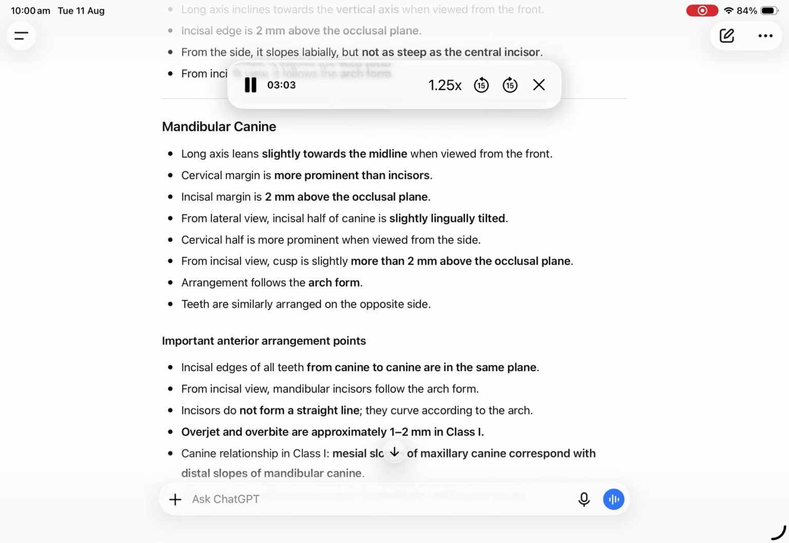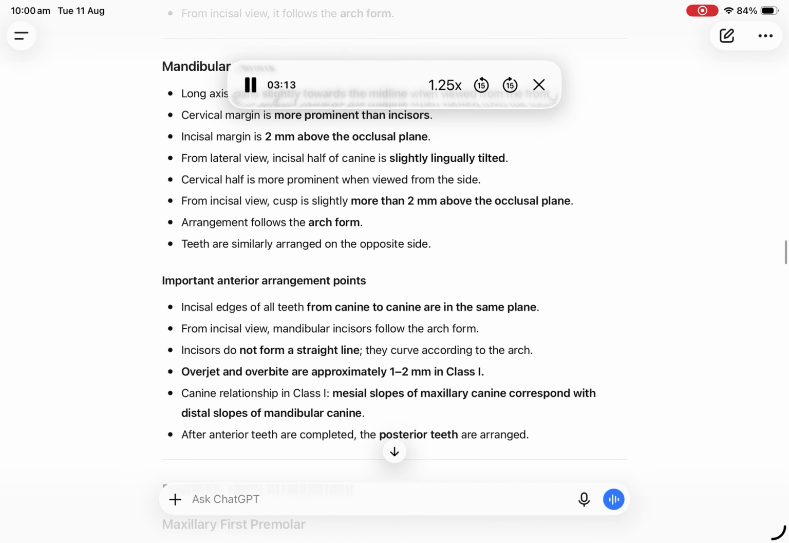Cervical half is more prominent when viewed from the side. From incisal view, cusp is slightly more than 2 millimeters above the occlusal plane. Arrangement follows the arch form. Teeth are similarly arranged on the opposite side.